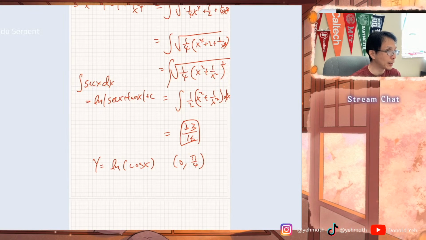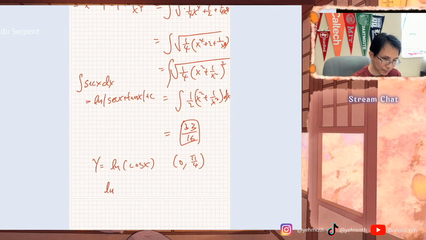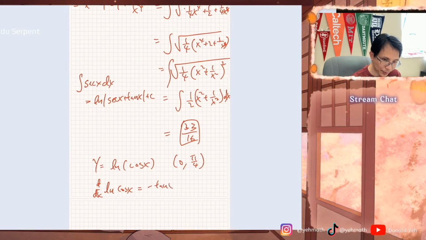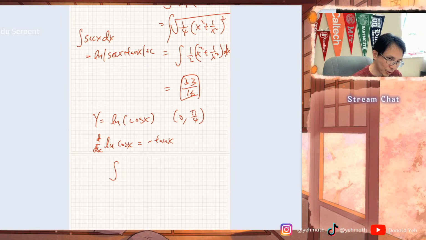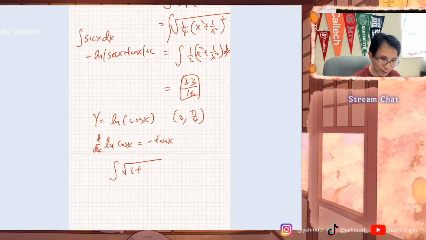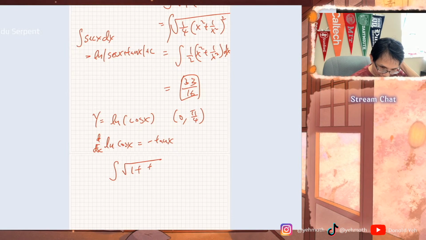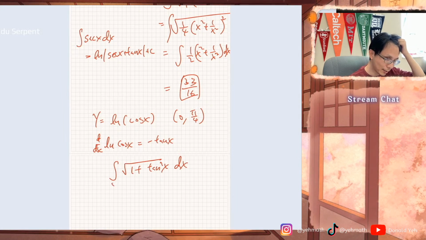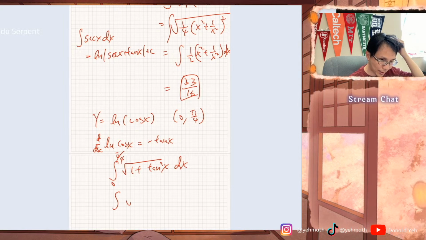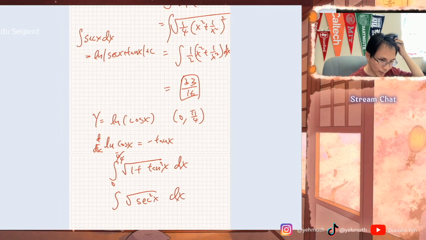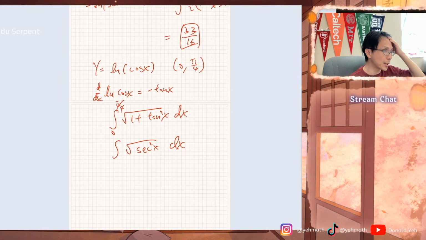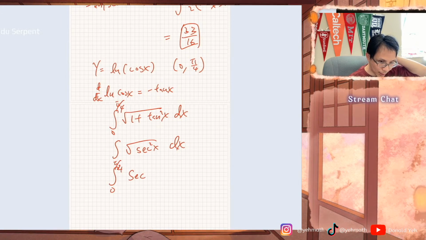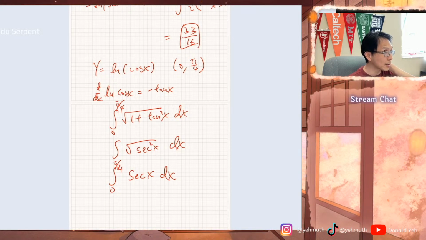What's the derivative of natural log of cosine of x? Negative tangent of x, right? But it turns out it doesn't matter because it's going to be squared anyway. So it'll be 1 plus what? Tangent squared of x, right? And you guys should know what 1 plus tangent squared of x is: secant squared of x. And what happens is the square root gives secant of x, so it's the integral from 0 to pi over 4 of secant of x dx. It turns out very, very nice.